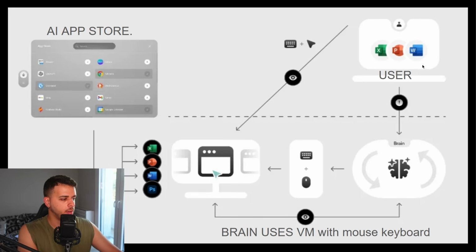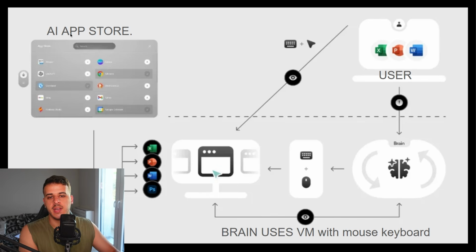You are the user and you interact with a brain, which should probably be an LLM. The LLM is able to use mouse and keyboard and interact with applications. So what happens here is that the brain uses the VM with mouse and keyboard, and you see this happening in real time through watching the screen.